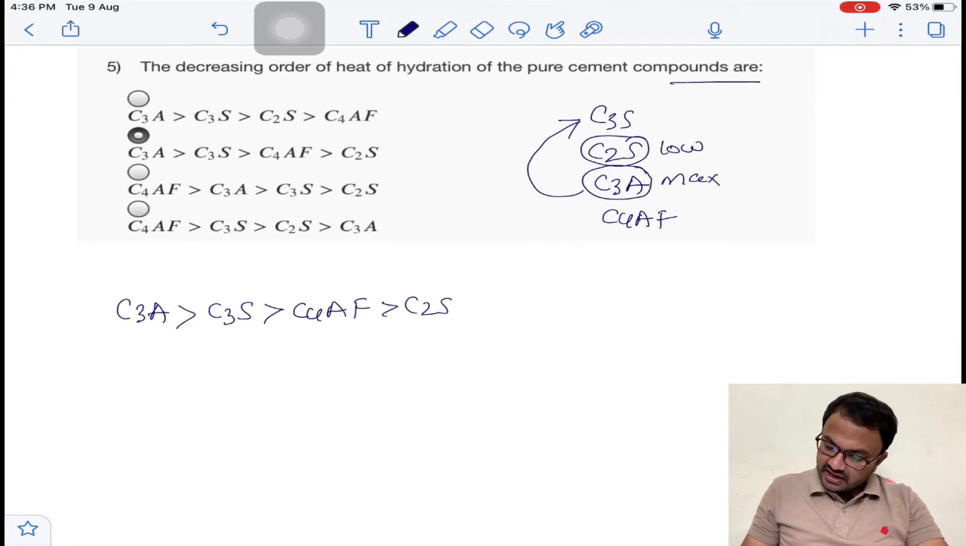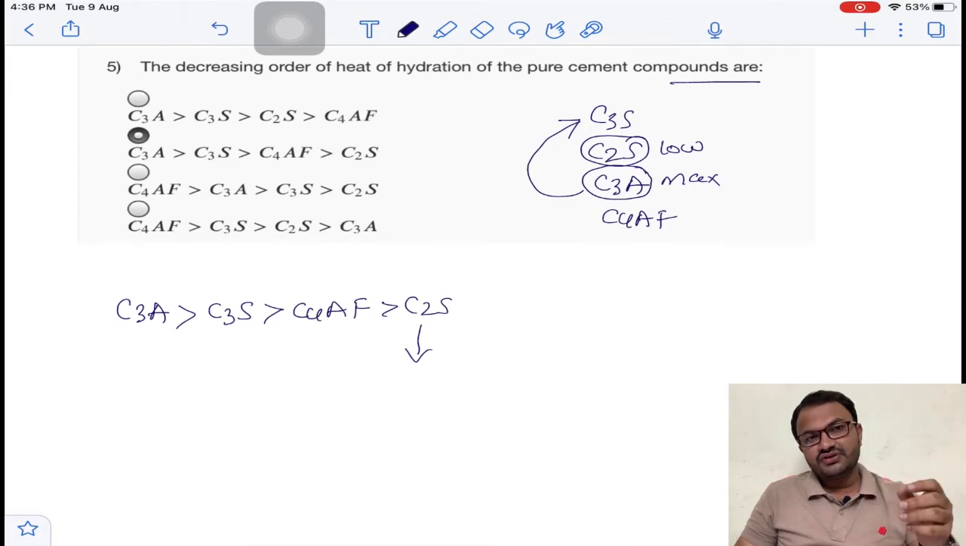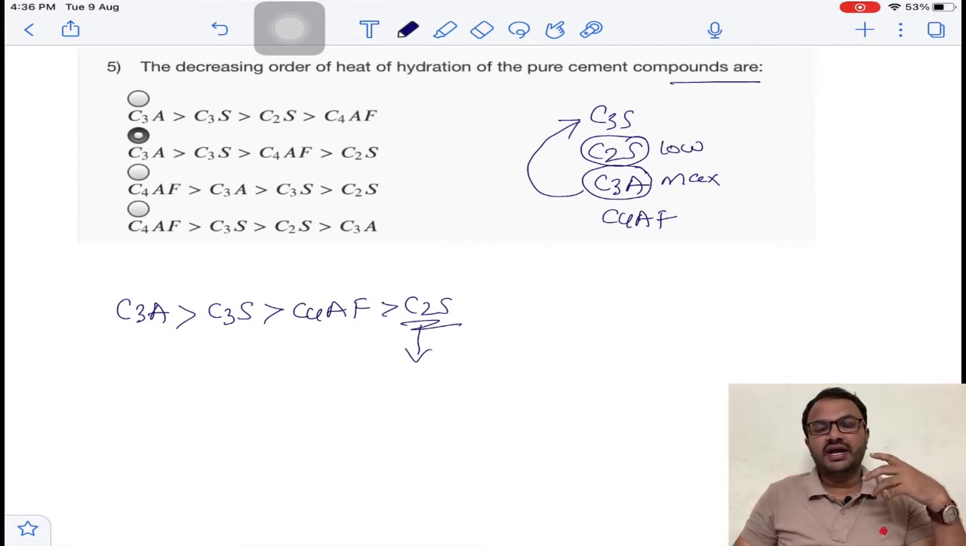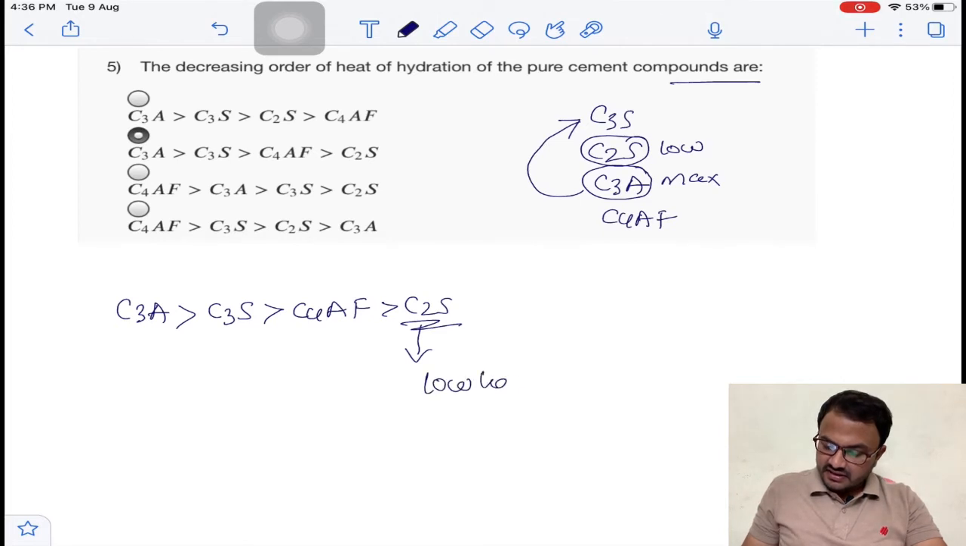So to produce low heat cement, out of all the 4 Bogue compounds, which compound gives low heat? It is C2S. If we need to manufacture low heat cement, we need to provide more quantity of C2S in that particular cement. Okay, that is low heat cement. So the answer for question number 5 is B.